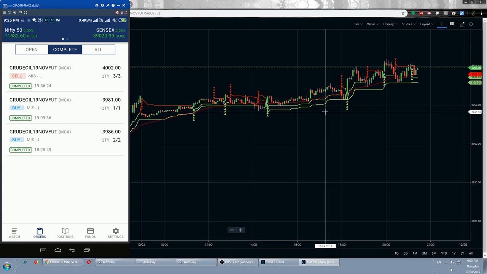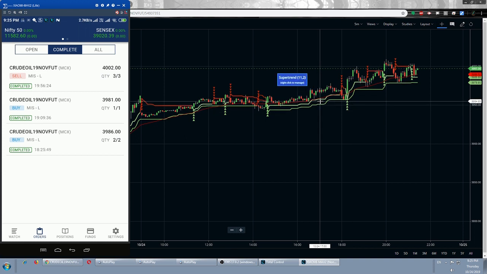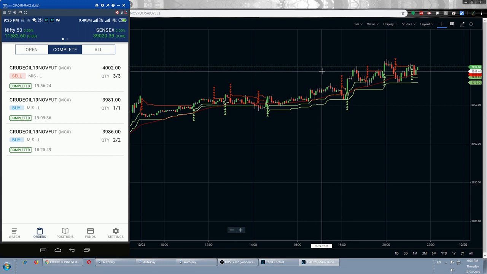What I mean is, if you want to go long, if you want to buy crude, all the three indicators should be below the candlesticks. And if you want to sell crude oil, if you want to go short, all the three indicators should be above the candlesticks. Now, let's take the example of buying. Okay, let's take the example of going long in crude oil.